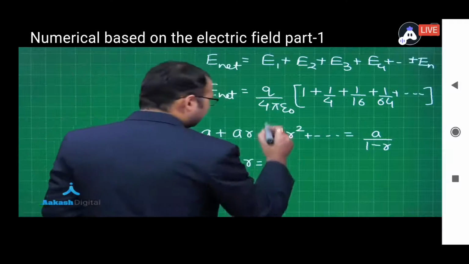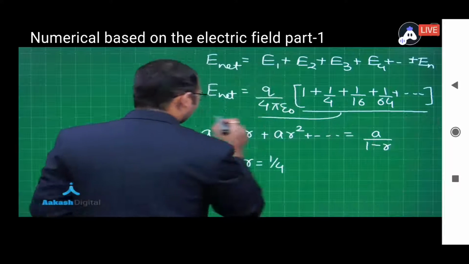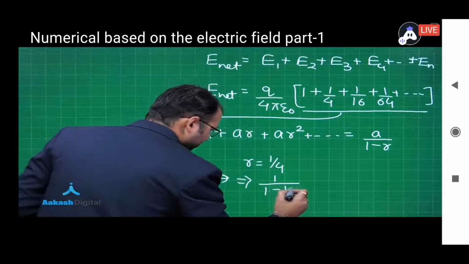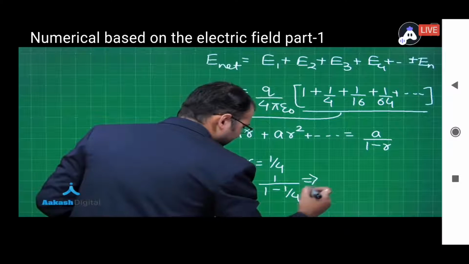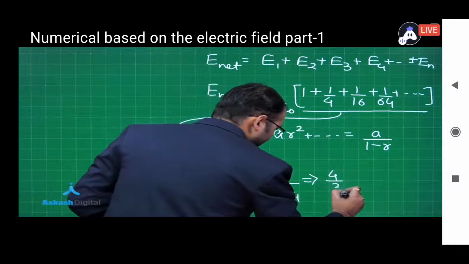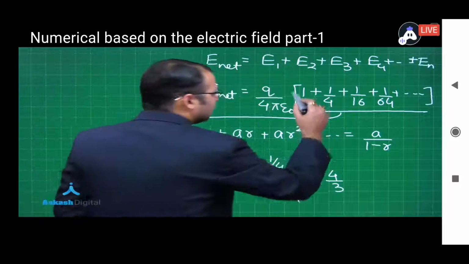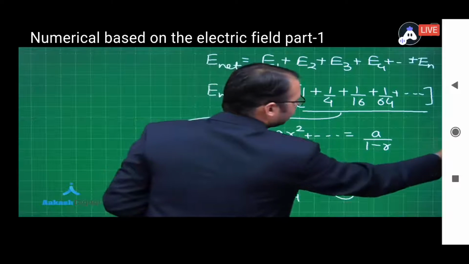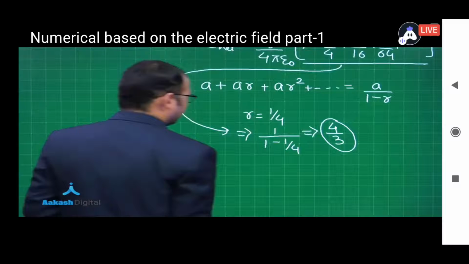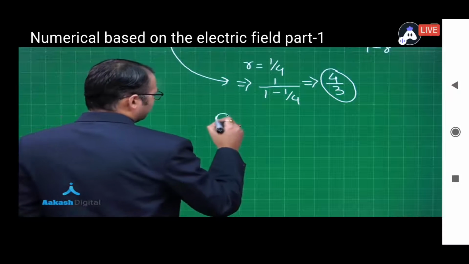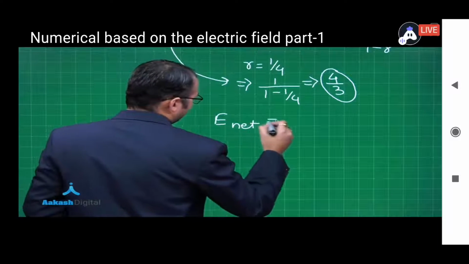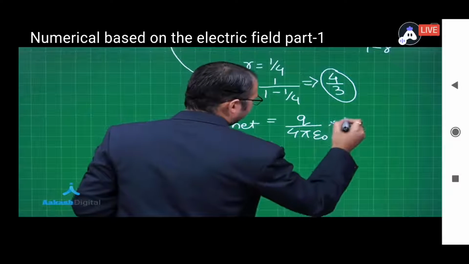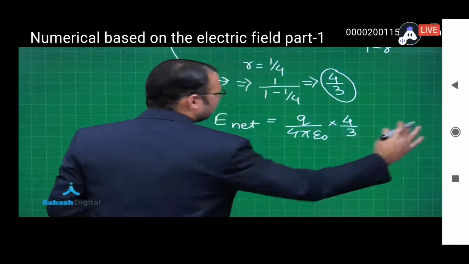If I solve this one, I will get 1 divided by 1 minus 1 by 4, and this will simply equal 4 by 3. So in place of the whole series, I can simply put 4 by 3 here. What I will get is E net equals q upon 4 pi epsilon naught into 4 by 3.